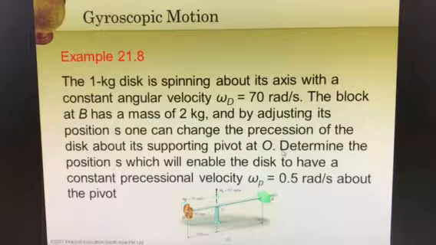So if we change it, the precession will change. So the question asks to determine the position of S, which will enable the disc to have a constant precessional velocity equal to 0.5 radian per second. So how to find the value of S?